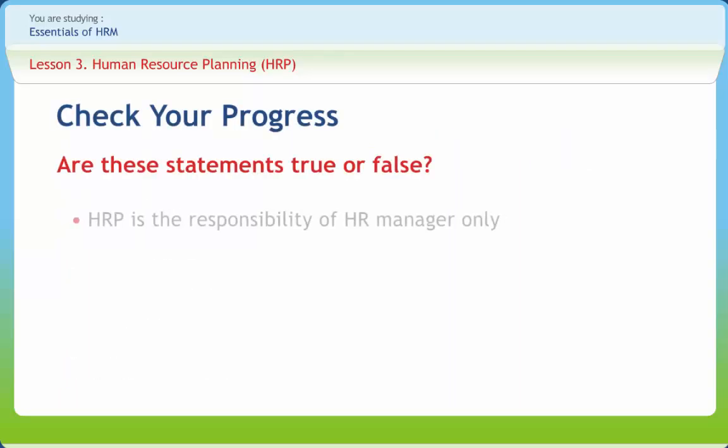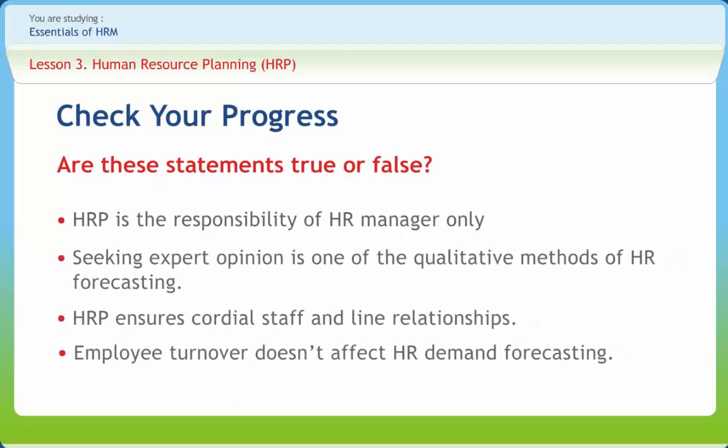Let's see how much you've all learned from the presentation. Can you tell whether the following statements are true or false? HRP is the responsibility of HR manager only. True or false? Well, the answer is false. Seeking expert opinion is one of the qualitative methods of HR forecasting. True or false? It is true. HRP ensures cordial staff and line relationships. True or false? It's again true. Last, employee turnover doesn't affect HR demand forecasting. True or false? The answer is false.